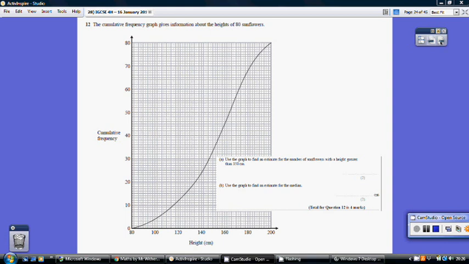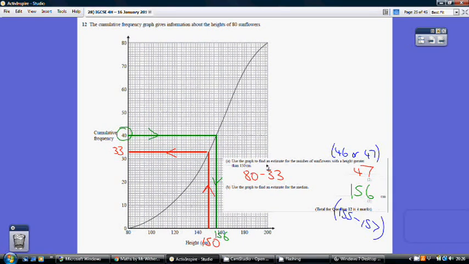Question 12. So we've been asked to use the graph to find an estimate for the number of sunflowers with a height greater than 150 centimetres. So here are the heights. So take your height of 150 centimetres, halfway between 140 and 160. Go vertically up, hit the line, go across and take a reading, and we get 33. Now that's the number of sunflowers with a height below 150 centimetres.